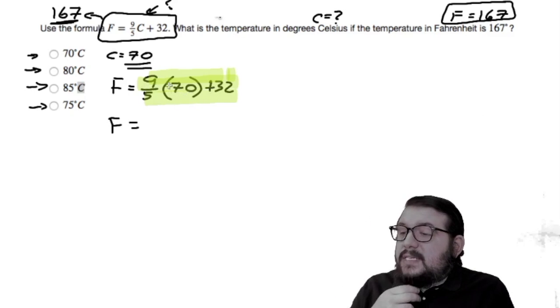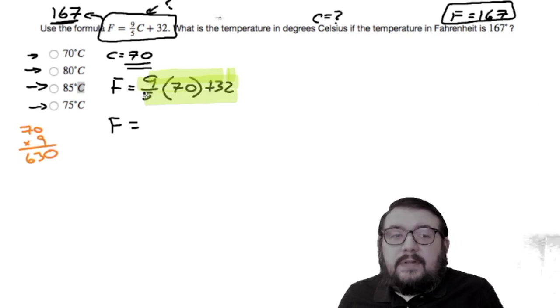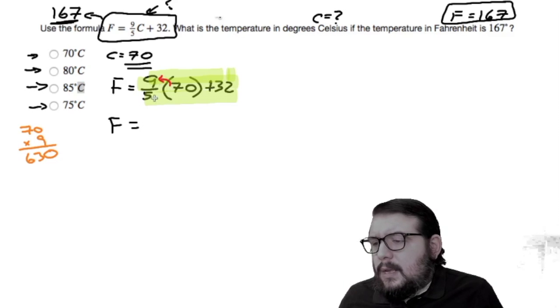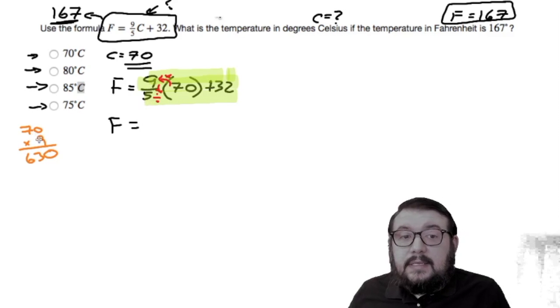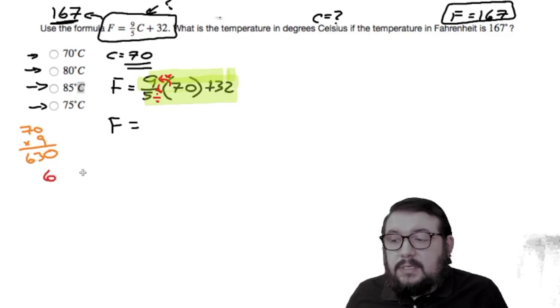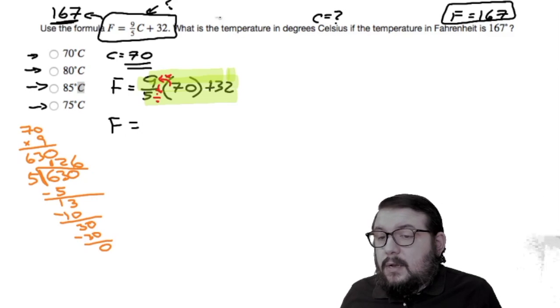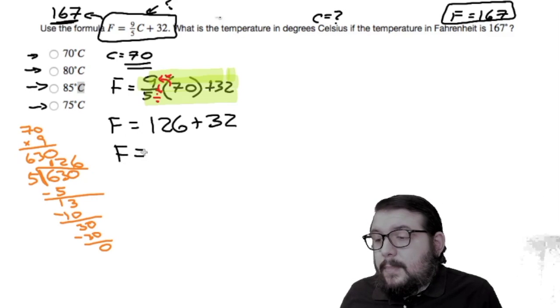So 70 times 9, that's 630. One important thing I should have mentioned. If I see an integer multiplying with a fraction, multiply the top and divide the bottom. So that's why I did this. 70 times 9 is 630. Now I have to take that number, 630, and like I said, I have to divide it with the denominator, or the bottom, 5. So this piece right here became that 126.